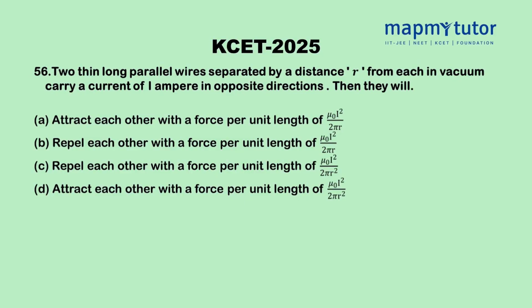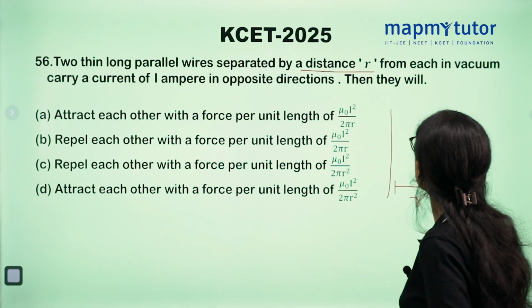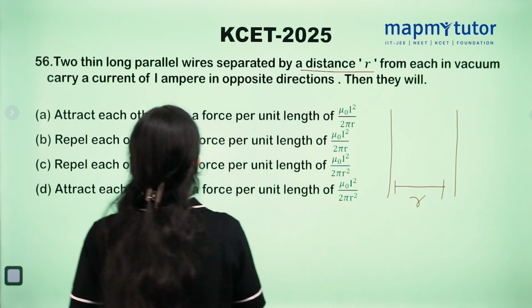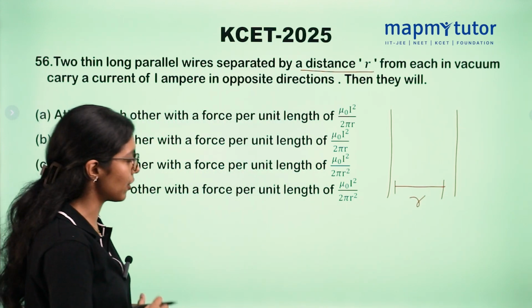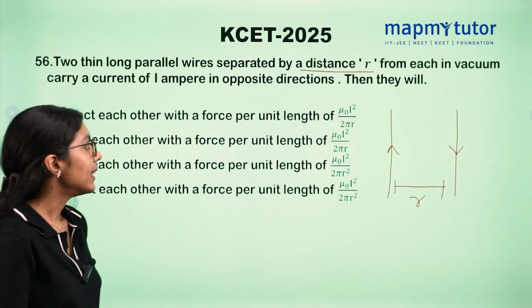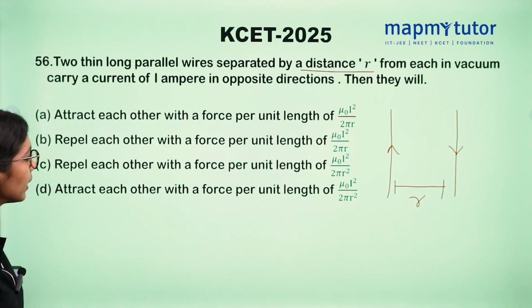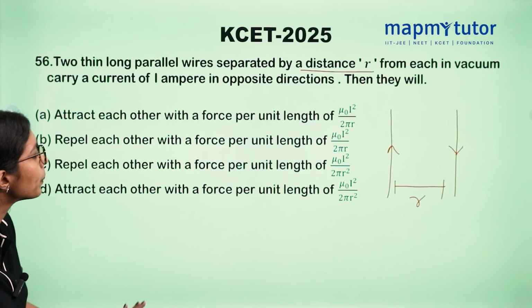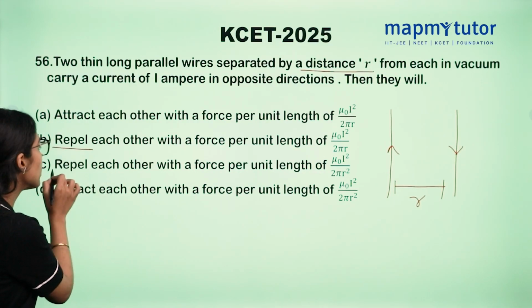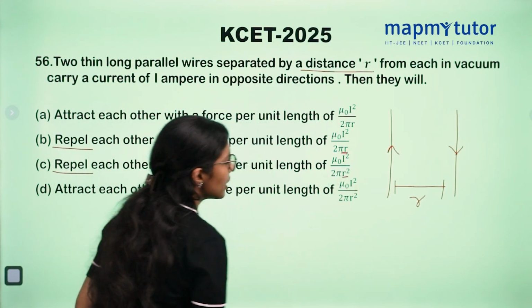Two thin long parallel wires separated by a distance r. Okay, so there are two thin parallel wires separated by distance r from each other in vacuum, carrying current I in opposite directions. Then we know they will repel. So the correct option here will be mu naught I square by 2 pi r. So they will repel each other. See, there's only one difference, r and r square. So the option is 2.